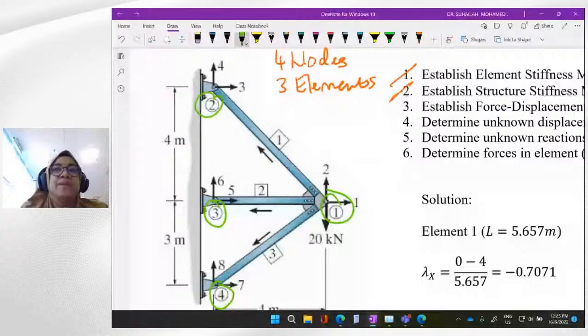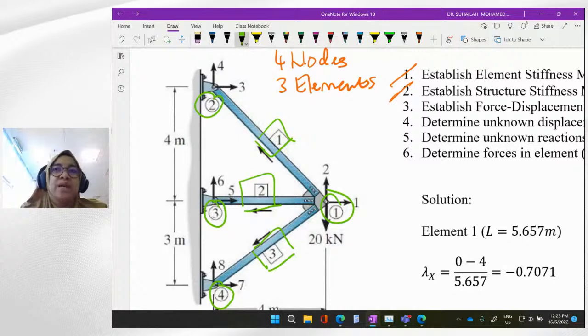After nodes we have to label elements. An element consists of two nodes. For example, element number 1 joins node number 1 and node number 2. Element number 2 joins node number 1 and node number 3, and element number 3 joins node number 1 to node number 4. Element is just like member AB, member BC, member CD, like what I explained in my first video regarding the stiffness method.